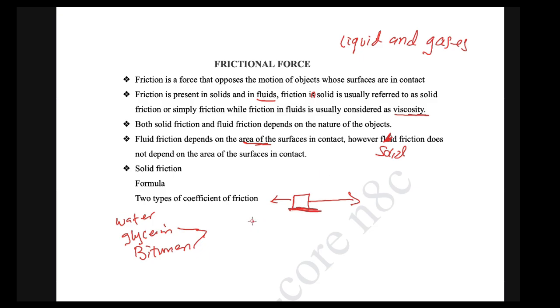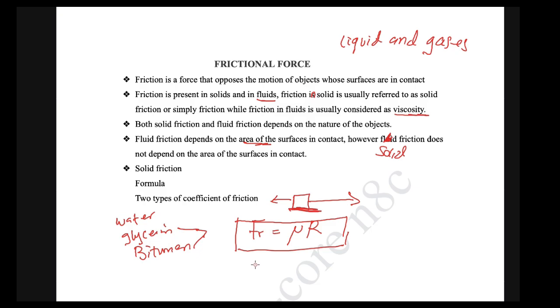Friction in solids is usually written as frictional force equals coefficient of friction, this is a Greek letter called mu, multiplied by normal reaction. So this is the formula for friction in solids. The formula is frictional force is coefficient of friction multiplied by normal reaction.